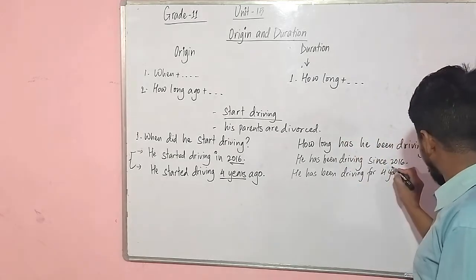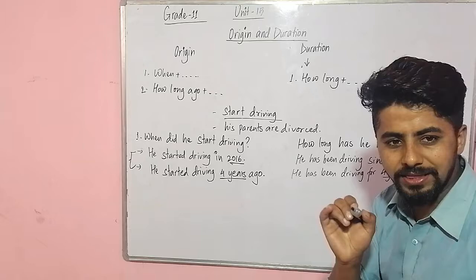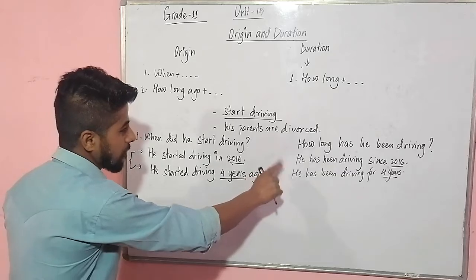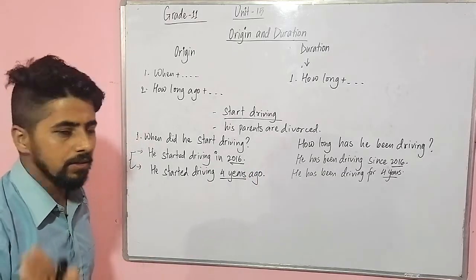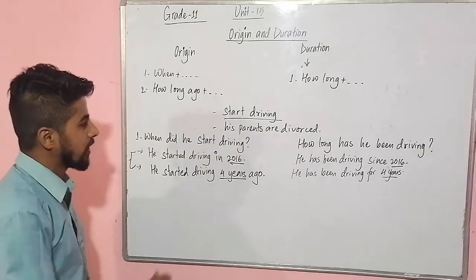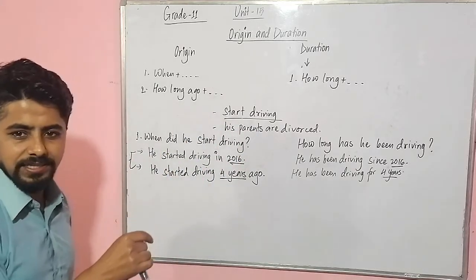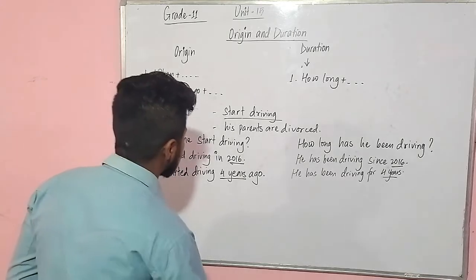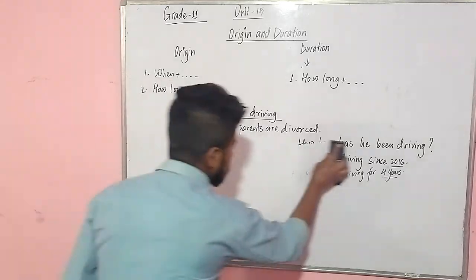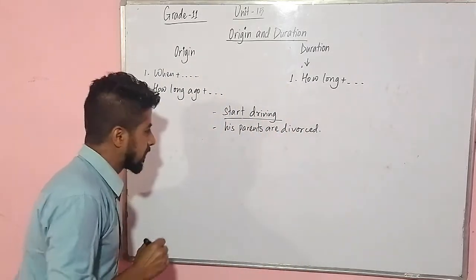Earlier I have told you, since and for are the two prepositions that can be used in duration, and since is used with point of time, whereas for is used with period of time. So in this way we have to make the sentences. We have to ask the questions and we can give the answer of those questions also. Is it clear? So now after this, the second situation is given to us, that is his parents are divorced. So I want to erase this, then only I'll solve that next one. So his parents are divorced is the second situation given to us.